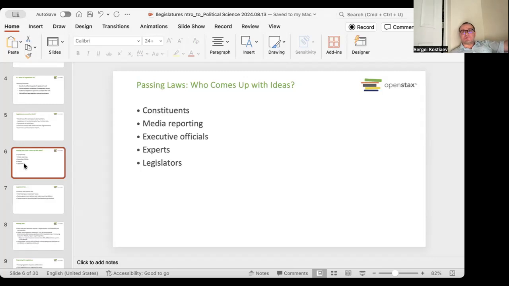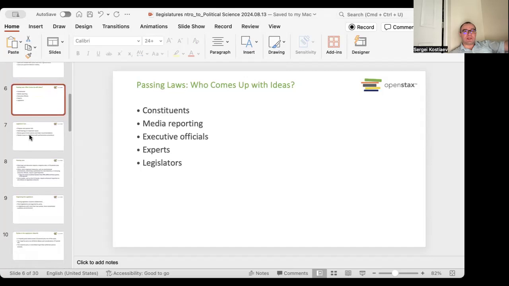Sometimes experts do play a role. If Congress or any legislature has a hearing on a particular subject, they sometimes invite experts who say, maybe it makes sense to pass this particular piece of legislation to address a particular public policy issue. And again, this is about democracies.